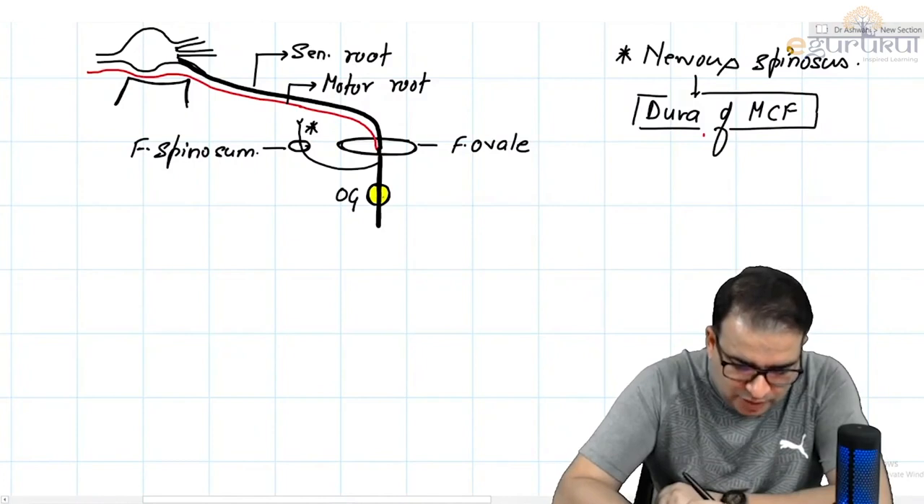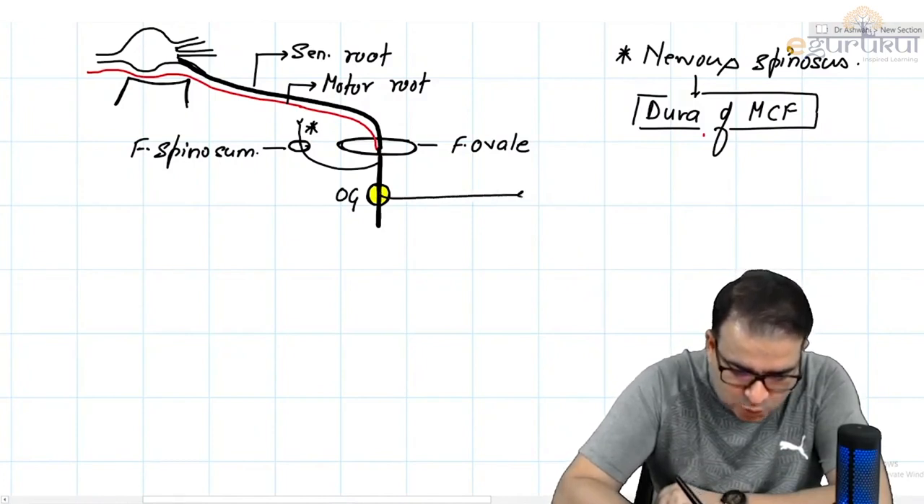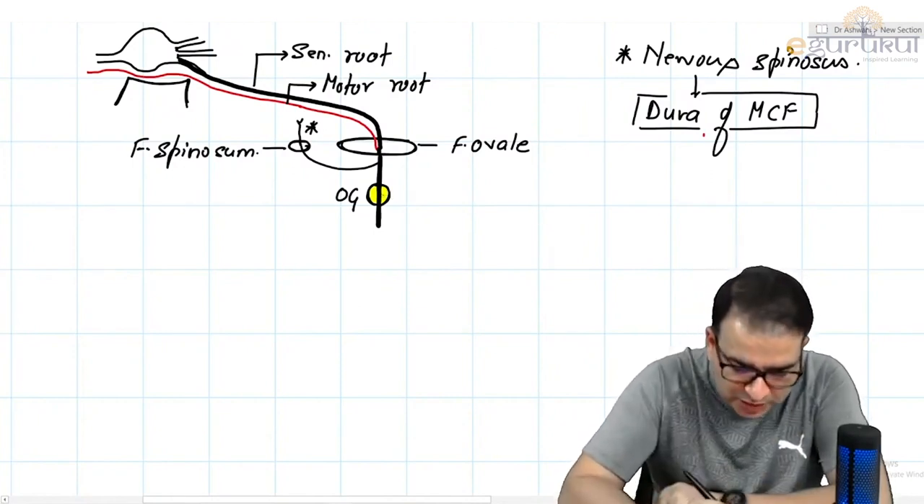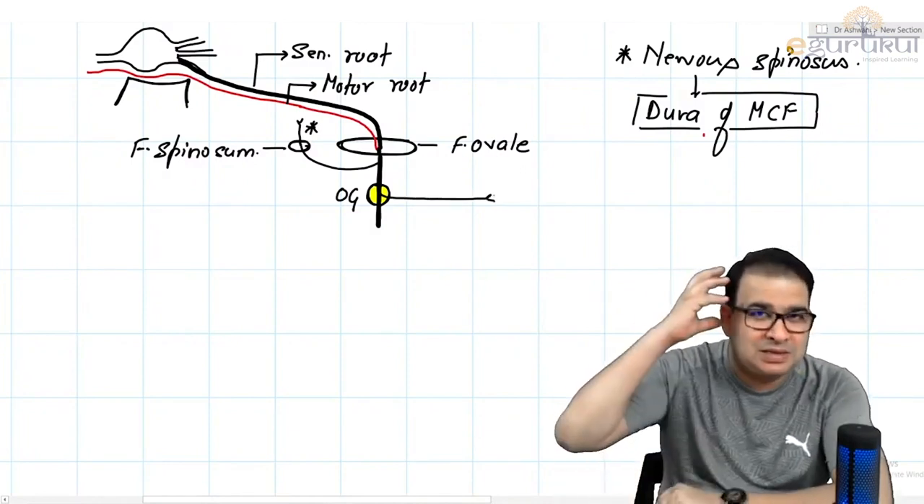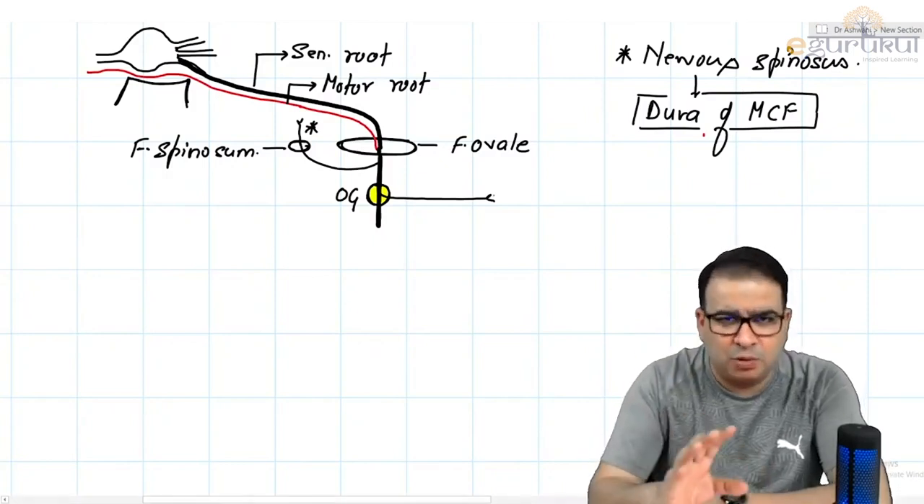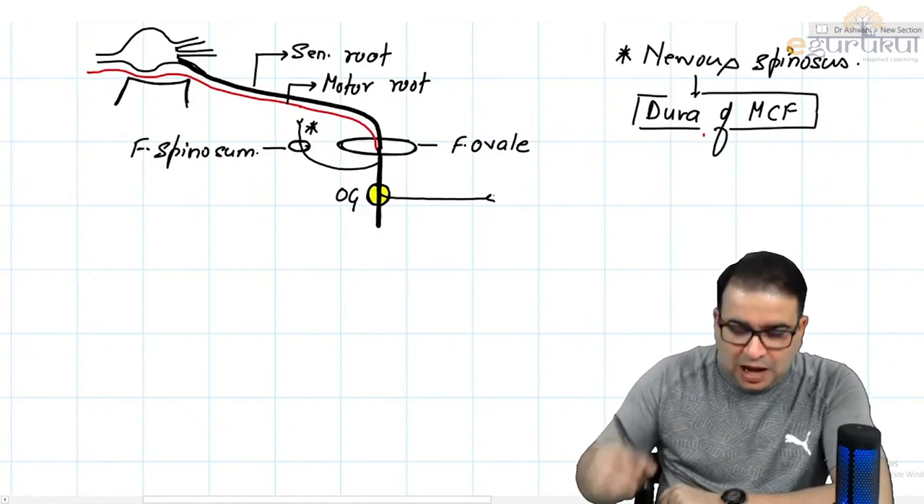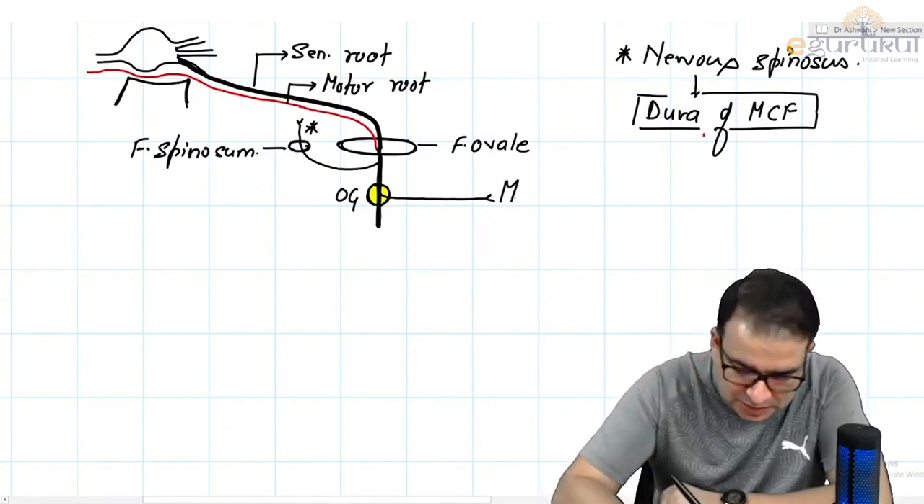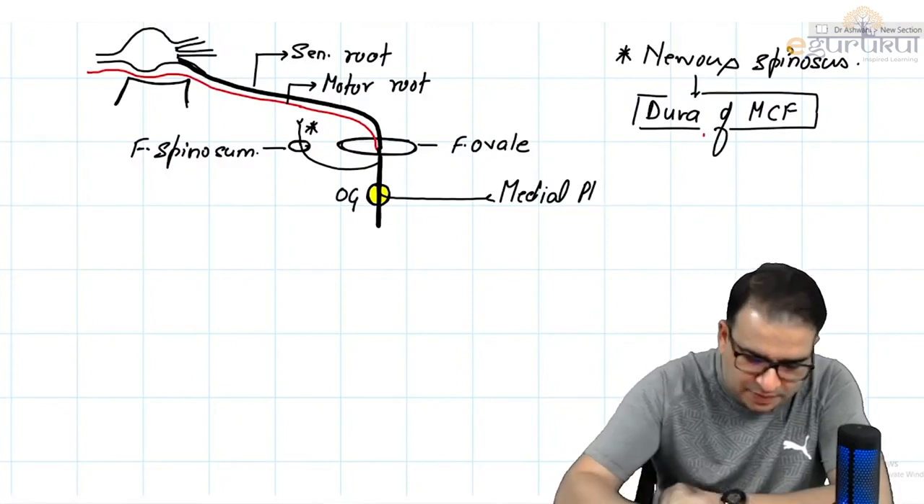The trunk of the mandibular nerve supplies just one muscle of mastication. There are 4 muscles of mastication. I don't know if you know the names for those muscles as of now. Guys, there are four muscles of mastication. One is temporalis, one is masseter, one is medial pterygoid, and one is lateral pterygoid. If you don't know the names, doesn't matter. Out of the four muscles, only one muscle is supplied by the trunk, and that muscle is the medial pterygoid.